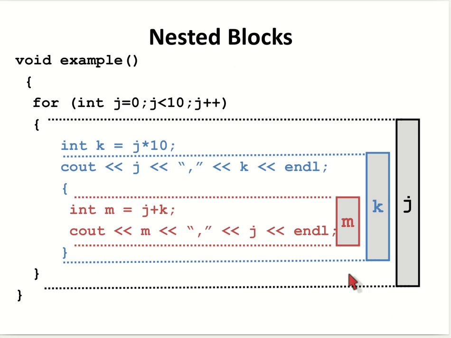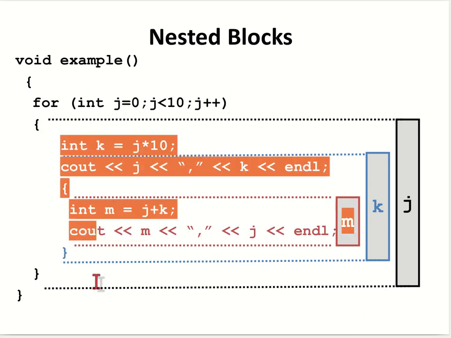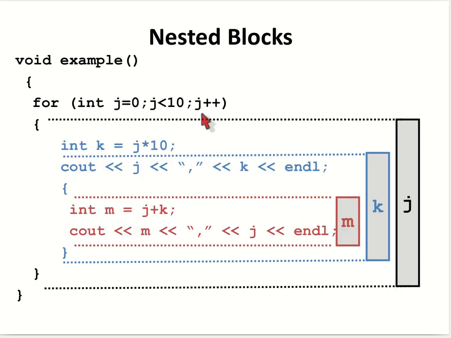Now in this case, this m will exist only inside this, the k will exist only inside this, so until this only the k exists, and j will exist from this to this. So these are the different scopes of variables.